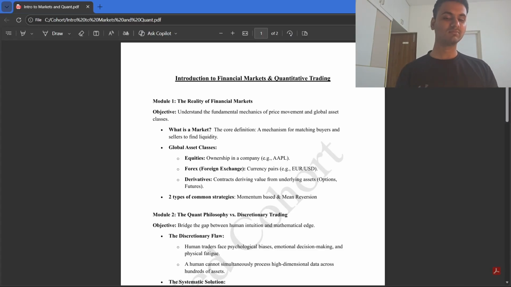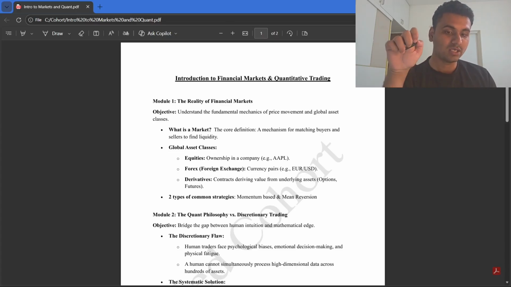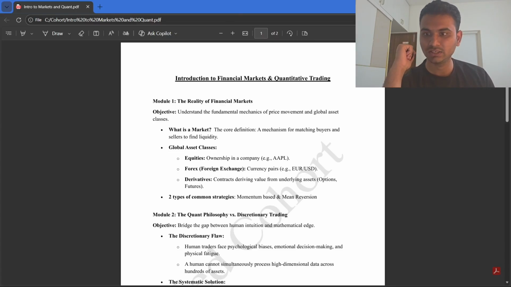What is a market? It's a mechanism for matching buyers and sellers to find liquidity, and there are a lot of asset classes like equities, forex, derivatives, cryptocurrencies. We will be covering, at the start of the cohort, two types of common strategies: one being momentum based and the second being mean reversion. So before I yap more, let's start with TradingView.